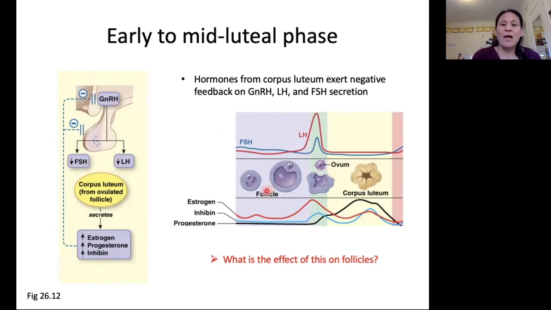Okay, so I have this question for you here. What is the effect of that on follicles and follicle development? So think about that for a little bit.